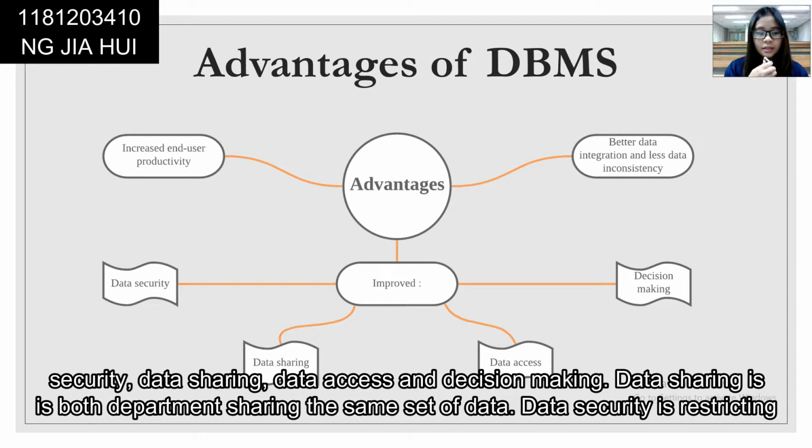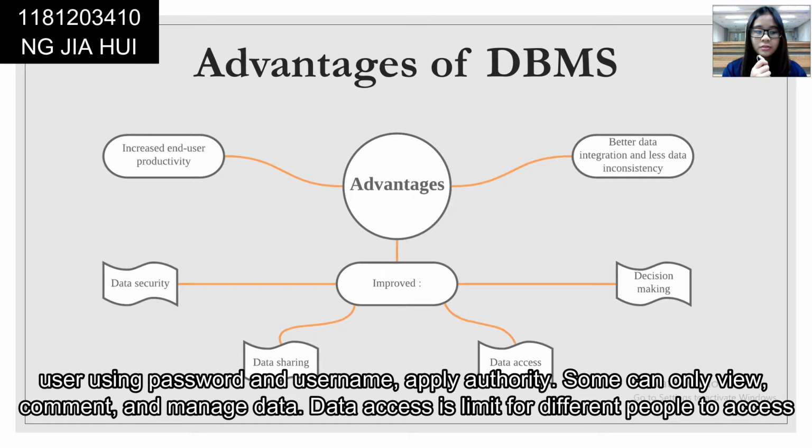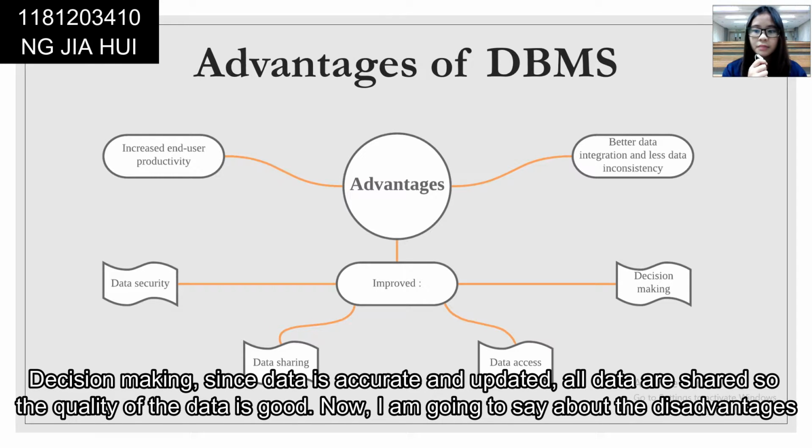Data sharing is both departments sharing the same set of data. Data security is restricting users using password and username. Apply authority, some can only view, comment, or manage data. Data access is limited for different people to access. Decision making, since data is accurate and updated, and all data are shared, so the quality of the data is good.